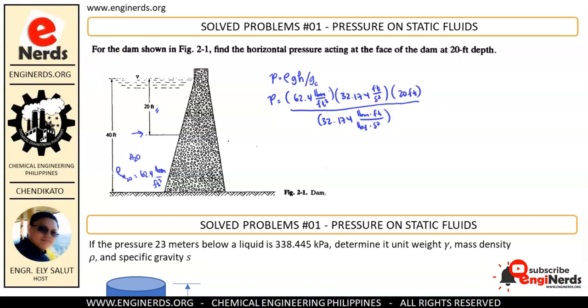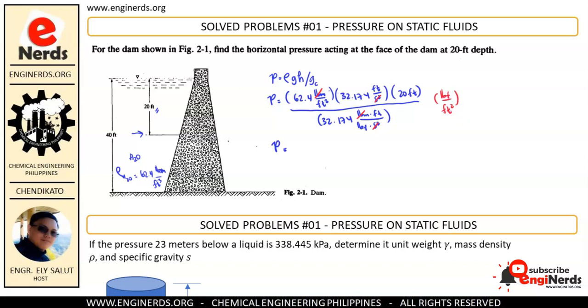Okay, so ano ngayon ang mangyayari sa ating mga units? Maka-cancel out ang ating pound mass. Okay, ang ating second squared will be cancelled out. We have here cubic feet. And we have square feet dito sa ating numerator. So, ang may iwan dito is feet, no? And then, it will be multiplied here sa feet na nasa denominator. Therefore, ang magiging unit natin dito is in pound force per feet squared.